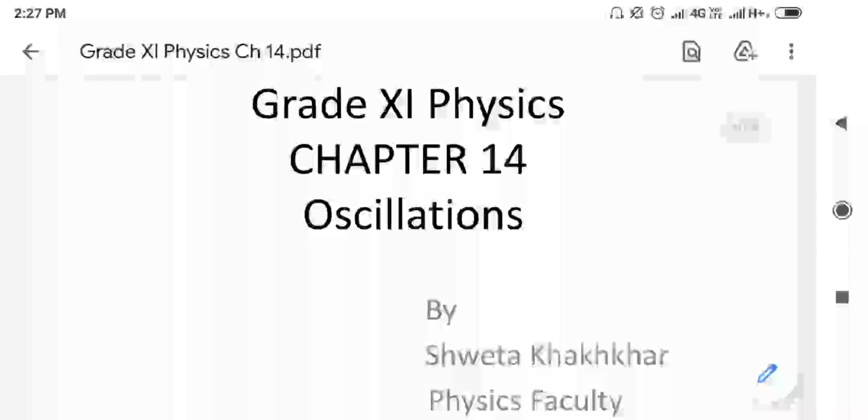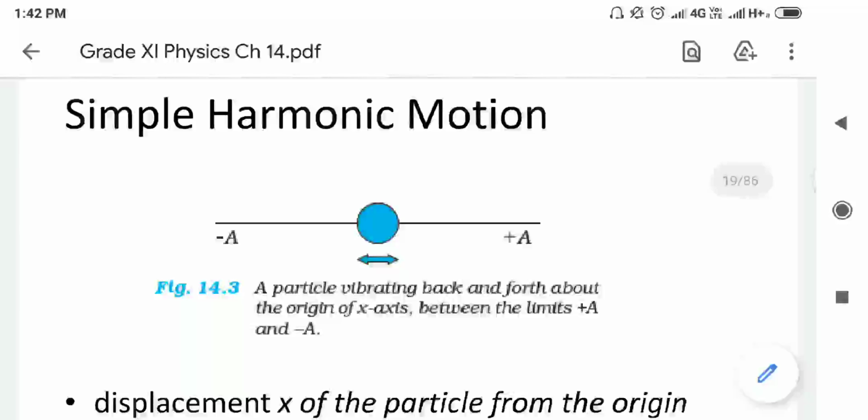Listeners, let us start our new session of Chapter 14, Oscillations. Now, let us understand simple harmonic motion. Initially, the object is available at the center, at the mean position, the equilibrium position.